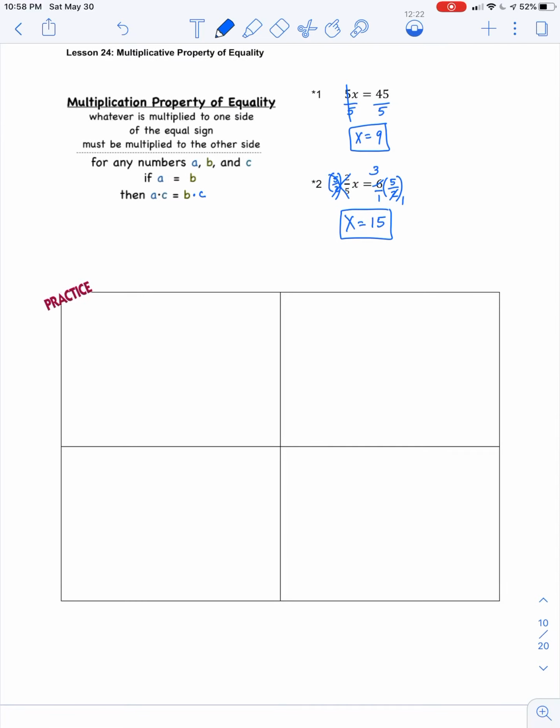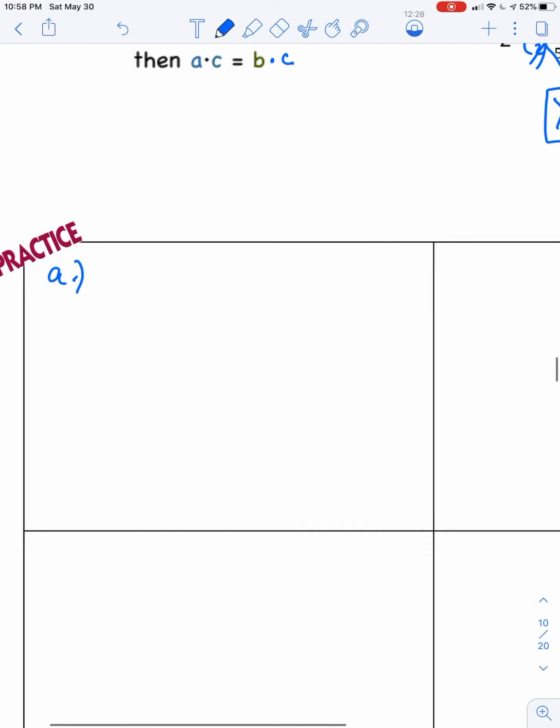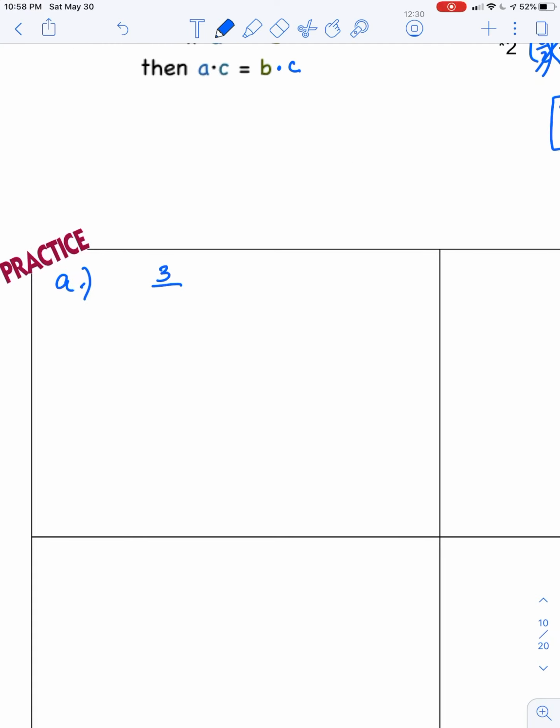Okay, so there are 4 practice problems, and you can find those on page 104. The first one, let me expand my sheet a little bit here, is 3/5 x. You're going to go ahead and do these along. You can pause the video if you like and try these 4 on your own and then come back and see if you did them correctly.